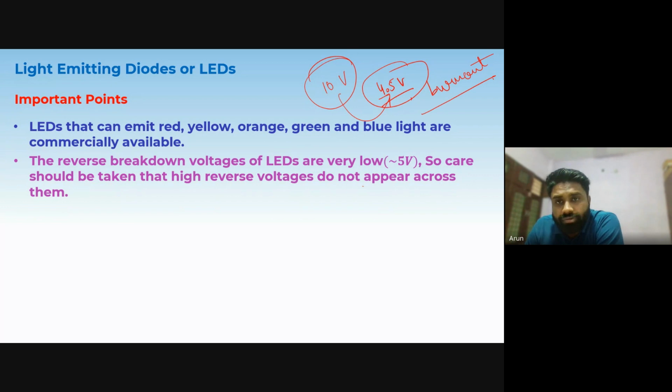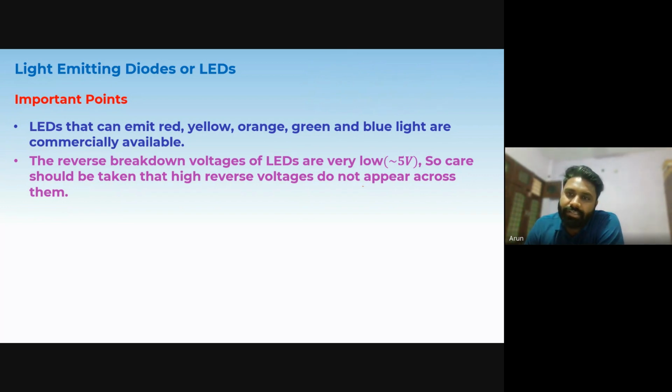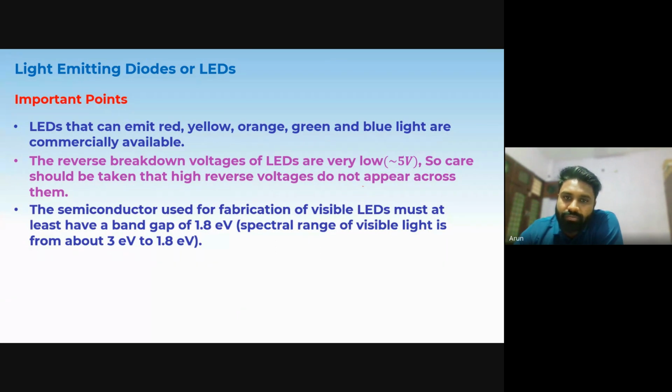Okay, so you should take care about that reverse biasing voltage that you are using in your household. The semiconductor used for fabrication of visible LEDs must at least have a band gap of 1.8 electron volt. And why is it so? This 1.8 electron volt is the energy level of visible light in the spectrum, which varies from 3 electron volt to 1.5 electron volt.